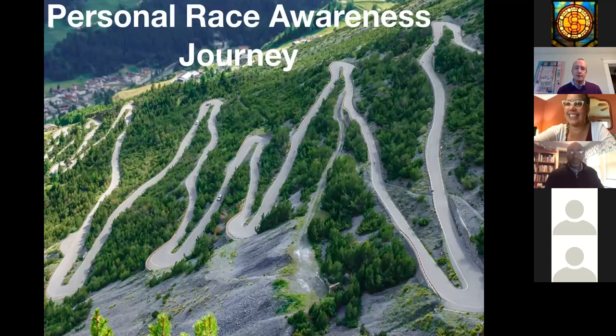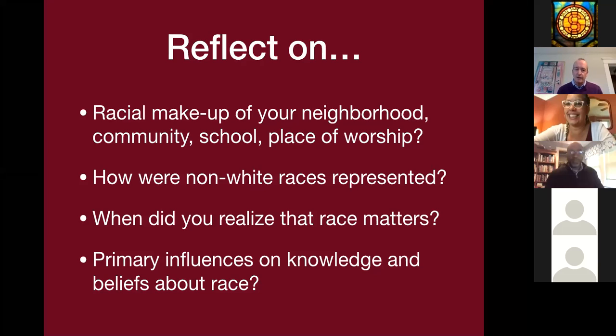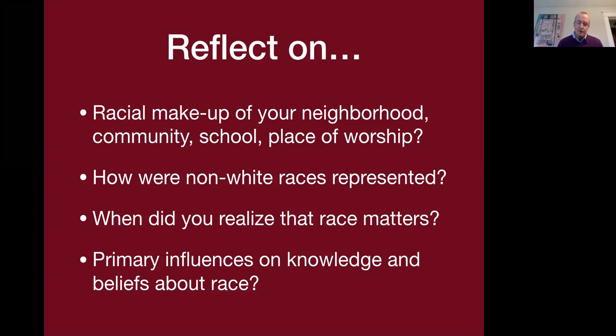So the first step is to reflect on one's own personal race awareness journey. And by this picture, it is not a straight line. So the questions that I encourage you to reflect on is, what was the racial makeup of your upbringing, your neighborhood, your greater community, your school, your place of religious worship? How were or weren't races other than white represented in those places, and how were they represented? Such as, were the only Black or brown people those you saw cutting lawns or working at the mall, which was my experience growing up?